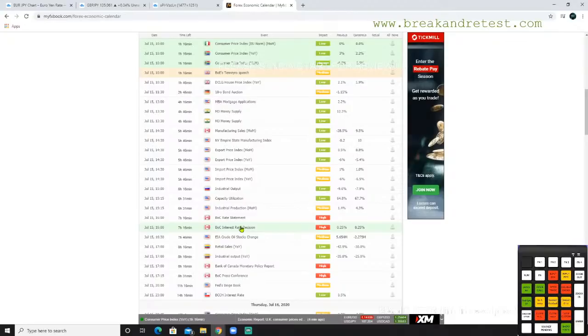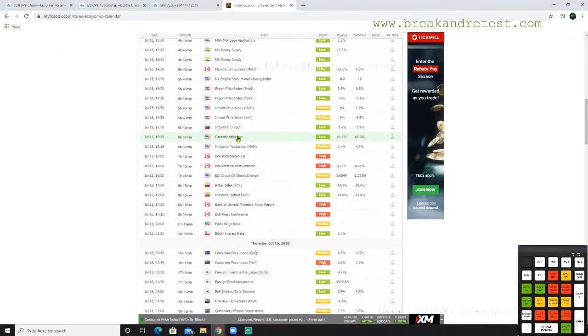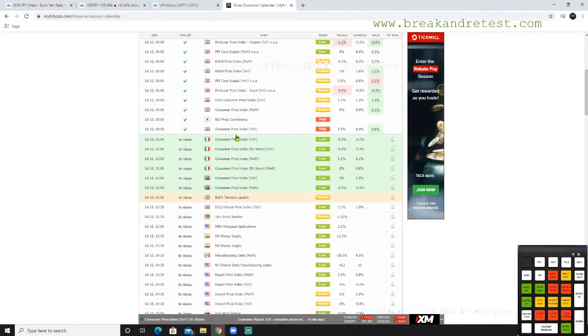Okay, I think I'm gonna trade this news today. The CAD news. Why not? I think I'm gonna trade them. Since it's a high impact news, let's hope that it's gonna move the CAD pairs a bit. So USD CAD is gonna be my main one.